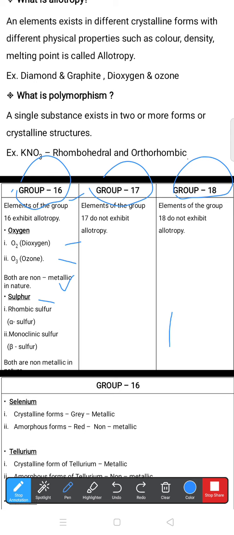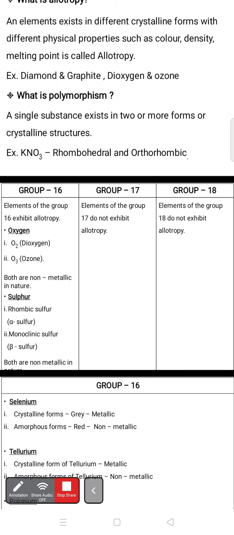Now group 17, the elements of group 17 do not exhibit allotropy. Reason: they do not have the ability to form such types of stable compounds or stable substances. In group 18 also, the elements do not exhibit allotropy. Only group 16 exhibits allotropy.